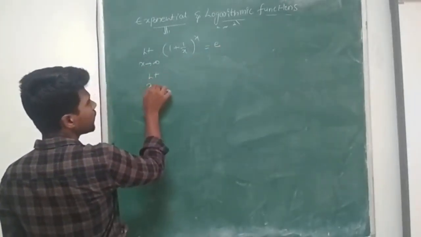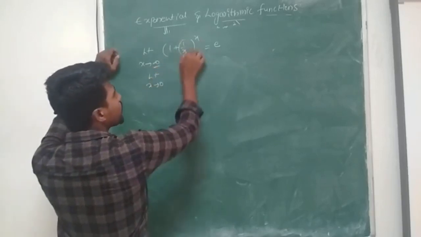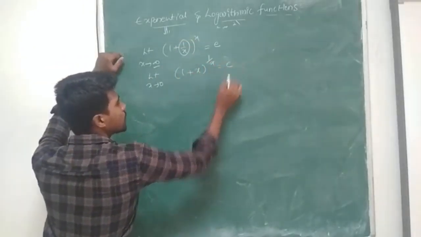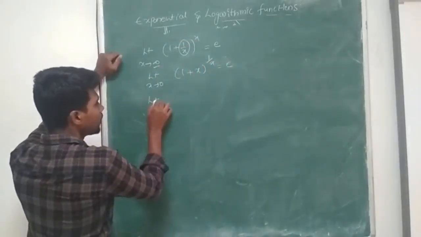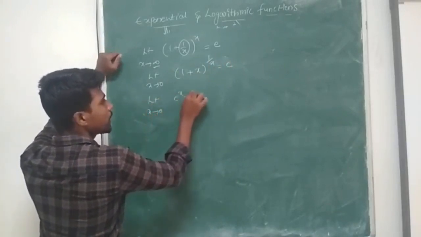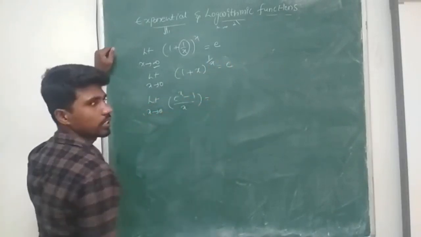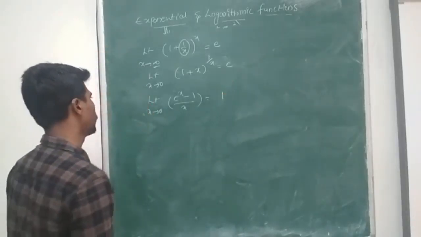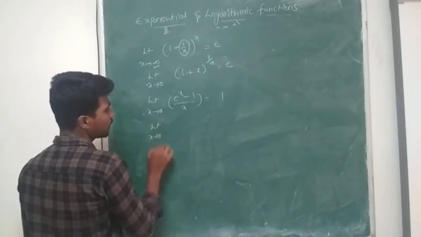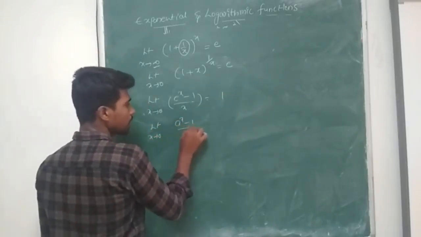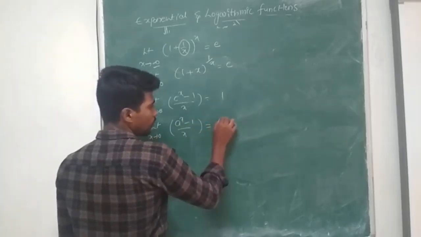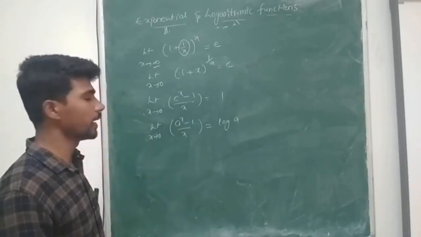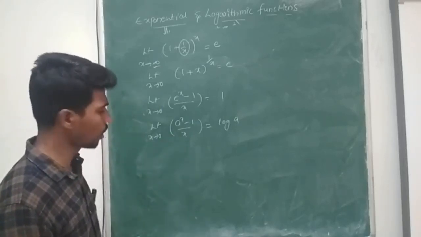Next, limit x tending to infinity, we get 1 by x. Limit x tending to 0, (1 plus x) whole power 1 by x is equal to e. Limit x tending to 0, (e power x minus 1) by x is nothing but equal to 1. Limit x tending to 0, (a power x minus 1) by x is equal to log a.